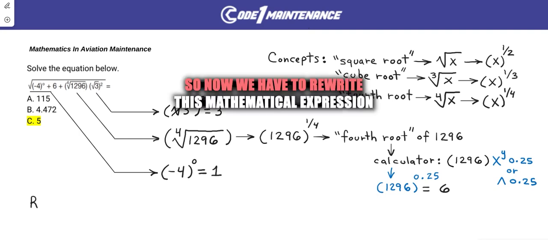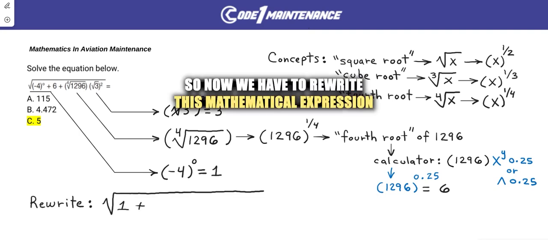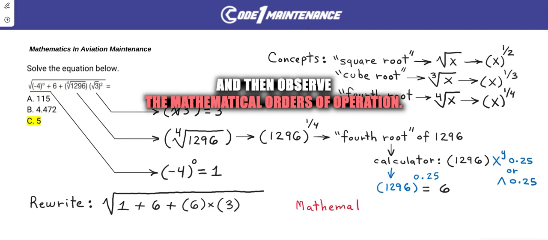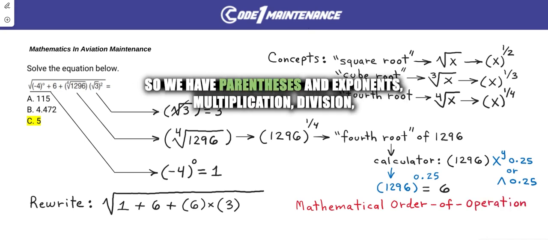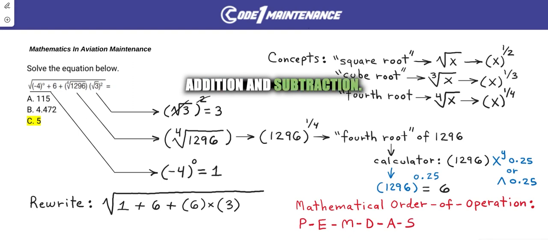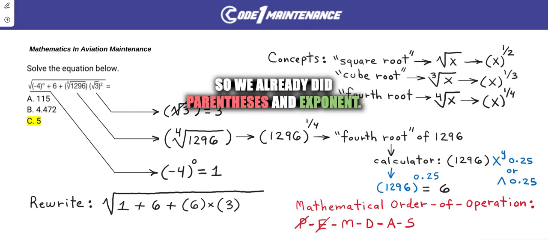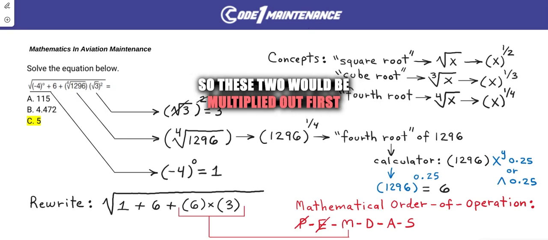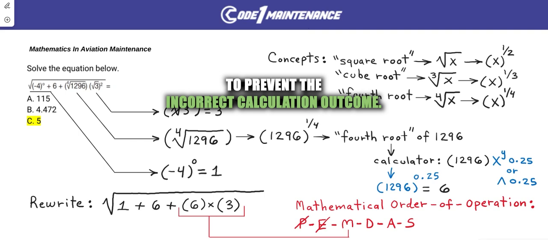So now we have to rewrite this mathematical expression such that all of these calculated quantities are contained, and then observe the mathematical orders of operation. So we have parentheses, exponents, multiplication, division, addition, and subtraction. So we already did parentheses and exponents. So now we have to focus on the multiplication function. So these two would be multiplied out first to prevent the incorrect calculation outcome.